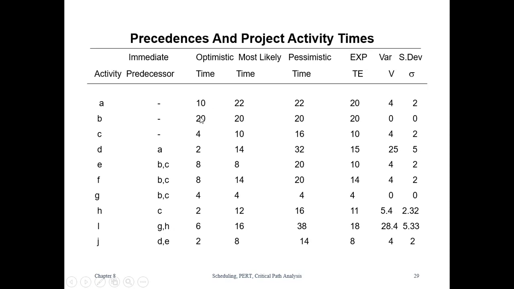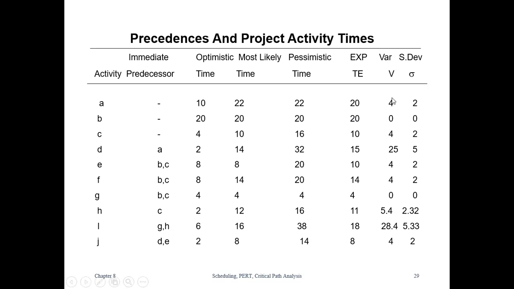Similarly for the second activity, 20 plus 20, which is 40, plus 4 times 20, which is 80. 80 plus 40 is 120. 120 divided by 6 is going to give you 20. Likewise you can calculate this one.